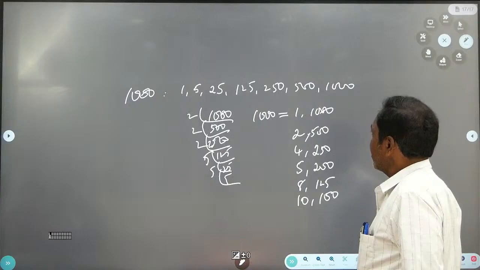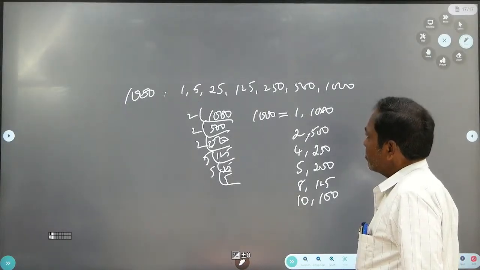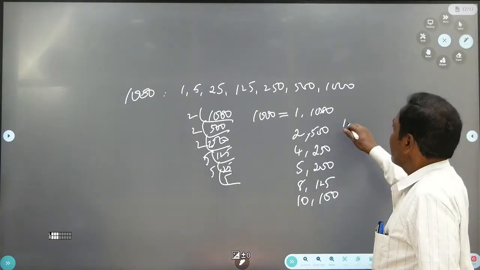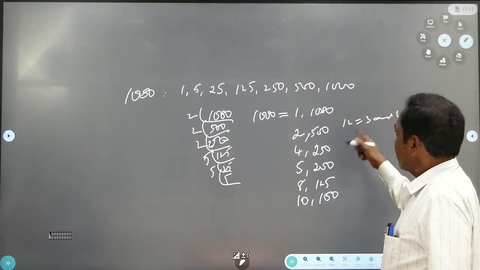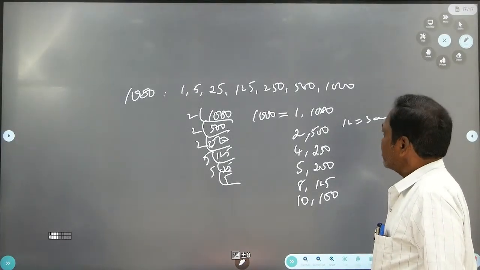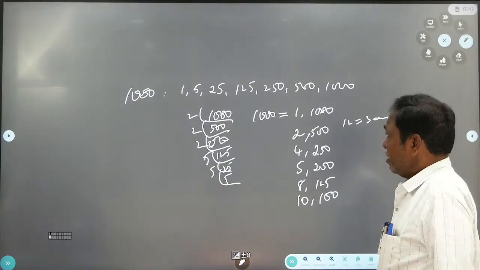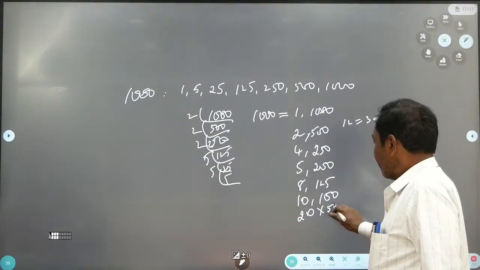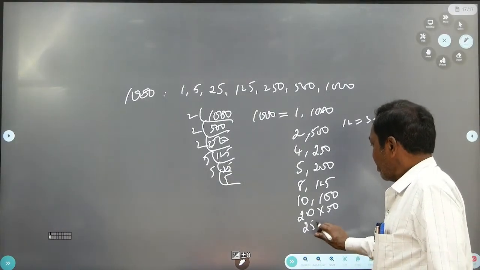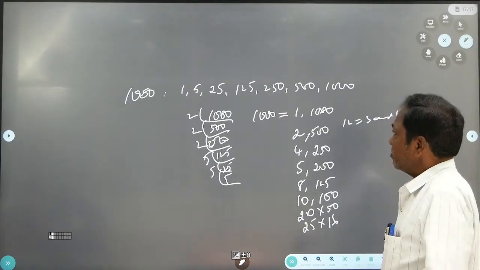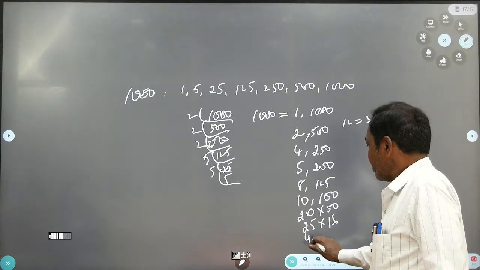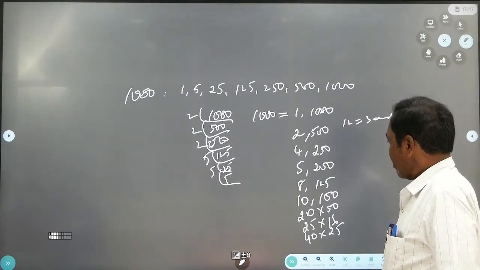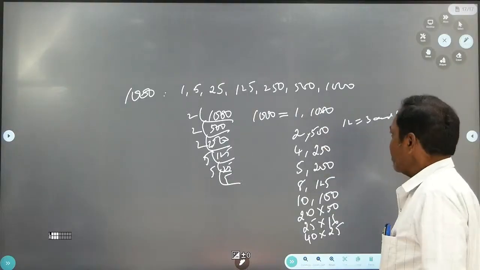Is 12 possible? No, 3 more is not possible, because for 1000, if you take 12, the factors of 12 are 3 and 4, which are co-prime numbers again. 12 is not possible. 13, 14, 15, no. 16, 17, 18, 19, 20 is possible, 20 into 50. 25 is possible, 25 into 40. 50 has already come, and again reverse it will come. Not necessary. How many are there?